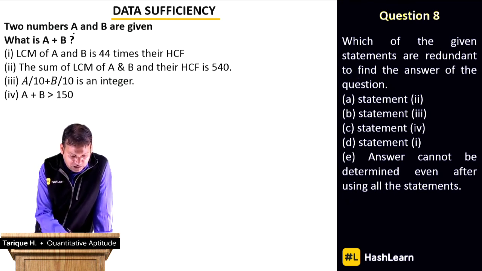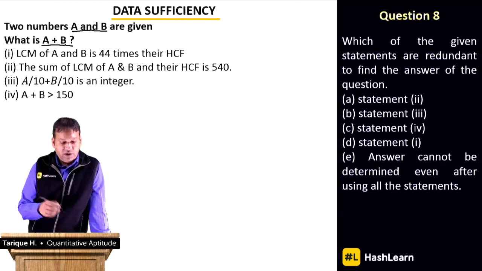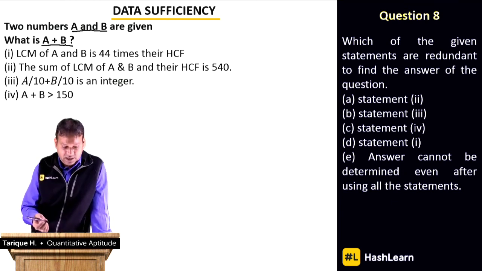Okay, so two numbers A and B are given. What is A plus B? LCM of A and B is 44 times the HCF.